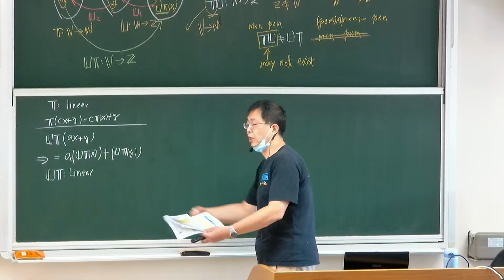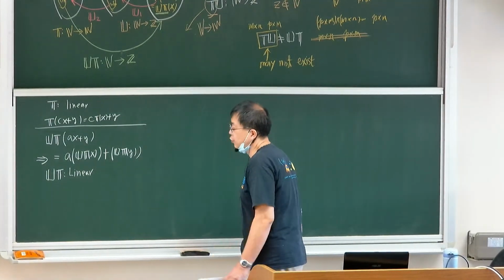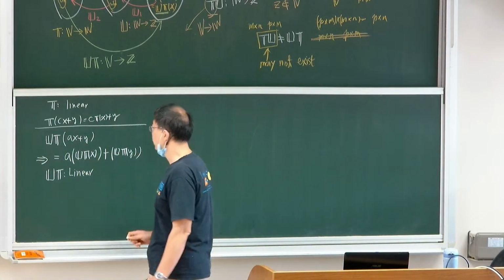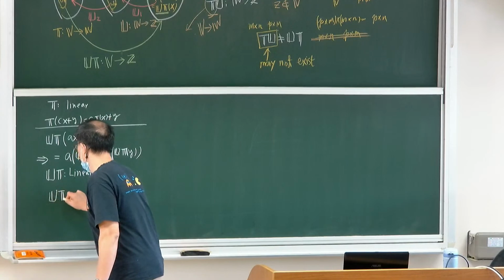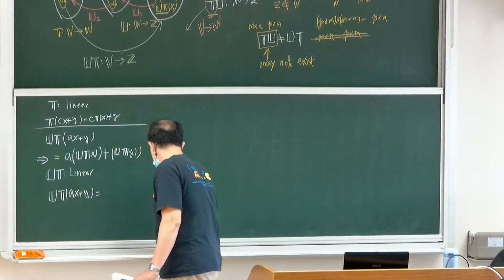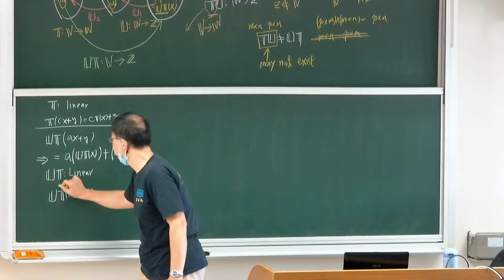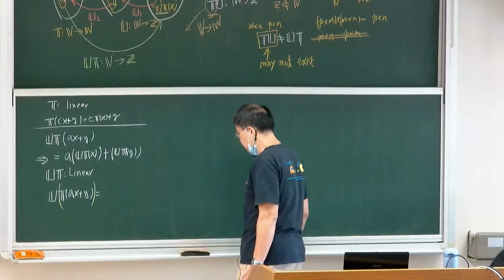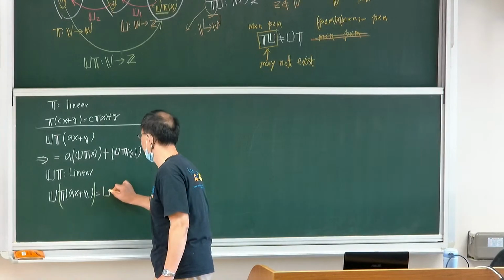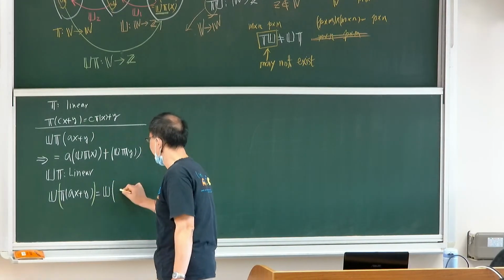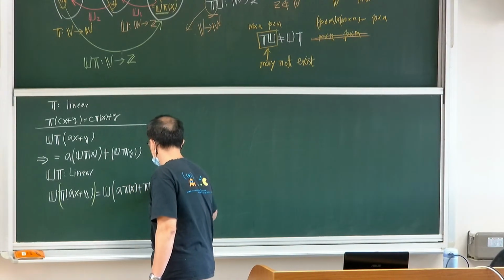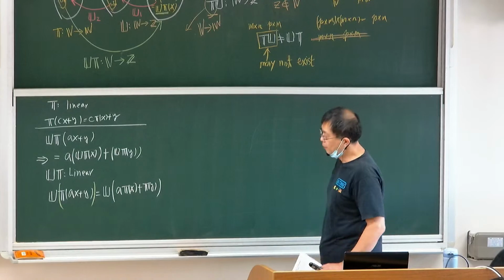Okay, so then we just follow the standard operation of a linear transformation. Because T and U are both linear, if we have UT(ax + y), then we need to operate T(ax + y) first. And because we know T is linear, we can easily get U(a times T(x) plus T(y)), because T is linear.